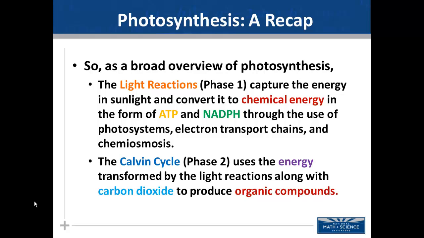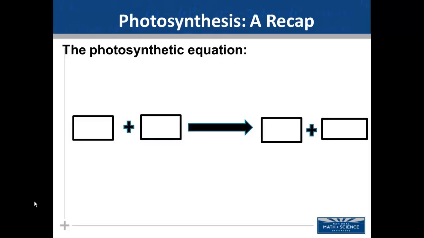After the light reactions, the Calvin cycle occurs, the second phase, and it uses the energy that was transformed by the light reactions, the ATP and the NADPH, along with carbon dioxide, which enters the organism through the stomata, to produce organic compounds. So that is photosynthesis. Let's make sure that the equation makes sense, and if you understand the process of photosynthesis, it shouldn't be hard to learn the equation because you know what you need for each step.